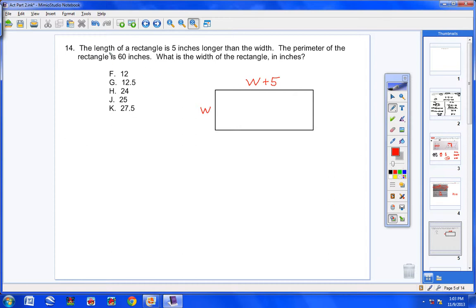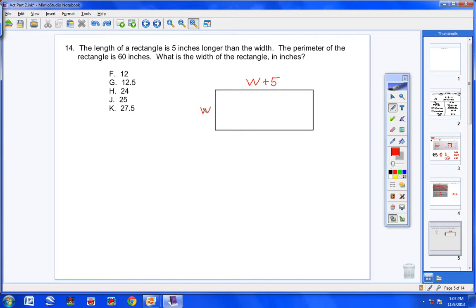The length of a rectangle is 5 longer than the width. So if I call my width W, then the length is W plus 5. What if I called it X, Mr. Earhart? Then it would be X plus 5. It really doesn't matter what variable you use, as long as you're consistent throughout the problem.